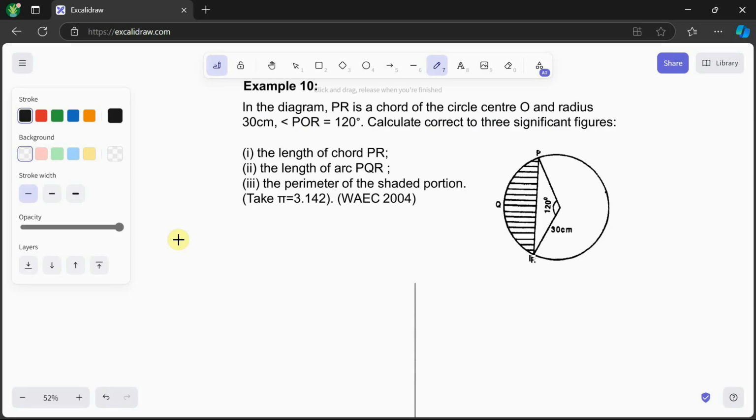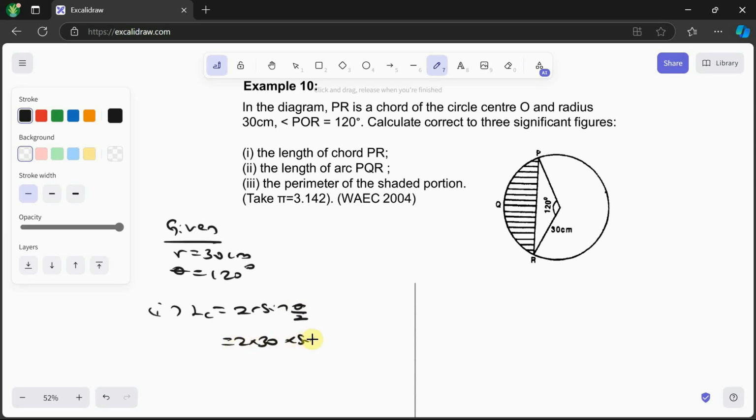Welcome back. Let's solve it together. So the first thing is, what are we given? We're told that r is 30 centimeter. We're told that theta is 120 degrees, and we're told to find the length of the chord. So let's say Lc is the length of the chord. The formula for the length of the chord is 2r sine theta over 2. Great, we remembered it. So that is 2 times 30 times sine 120 divided by 2, which is 60 times sine 60. That gives me 51.962 centimeter.